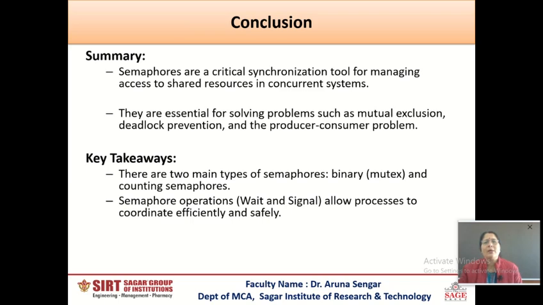Conclusion is, semaphores are a critical synchronization tool for managing access to shared resources in concurrent systems. They are essential for solving problems such as mutual exclusion, deadlock prevention, and the producer-consumer problem. And key takeaways are, there are two main types of semaphores: binary, which is mutex, and counting semaphore. Counting semaphore also uses one integer value. Semaphore operations are wait and signal, which allow processes to coordinate efficiently and safely. And that's all. Thank you so much.